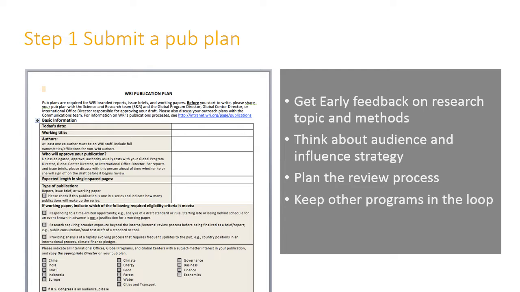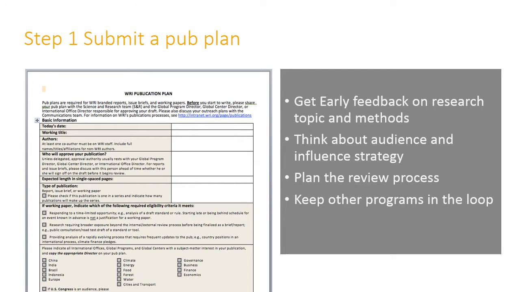The pub plan is a short document that can be found on the OneWRI system. It should be completed as soon as your research funding is secured and you have a clear idea of what question your knowledge product will answer. The purpose of the pub plan is to help you get early feedback on the research process and your methods, think about your audience and influence strategy, plan out the review process, and to keep other programs in the loop on your work.